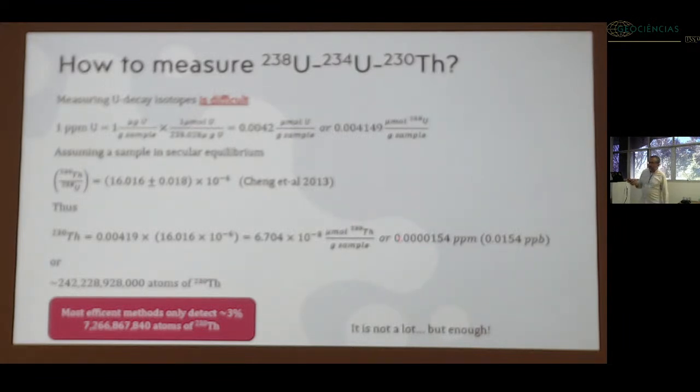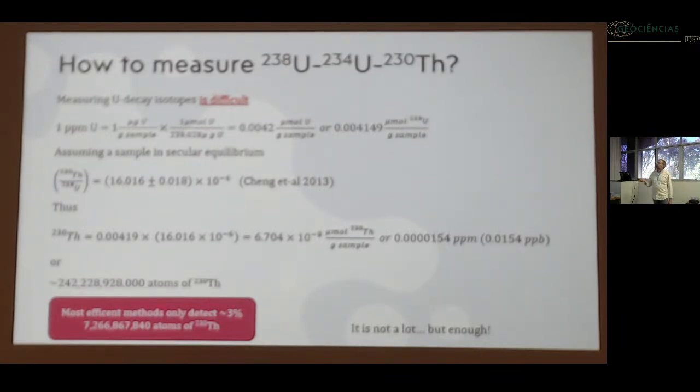This is around 154 ppt, parts per trillion, of thorium-230. That amounts to approximately 242 billion atoms of thorium-230, which you'd say is a lot. But if you consider that the most efficient detection methods that we have so far only detect approximately 3% of the material that we introduce, you are left with only 7 billion atoms of thorium-230, which might sound like a lot. It's not, but it's enough right now to measure.